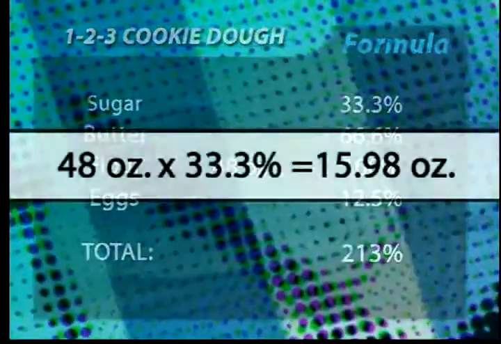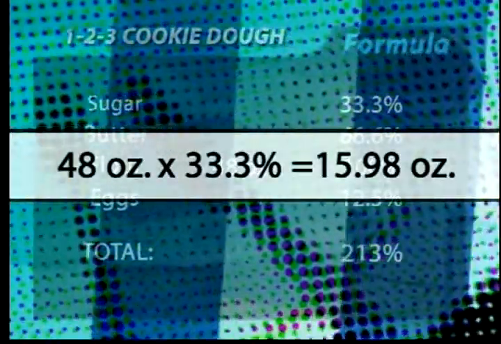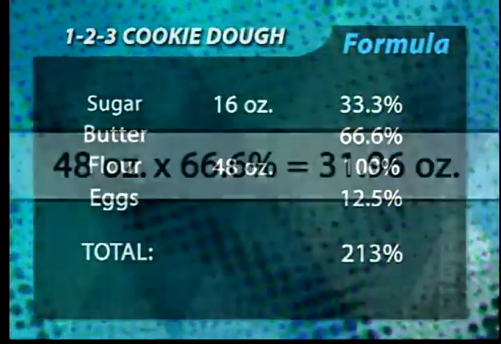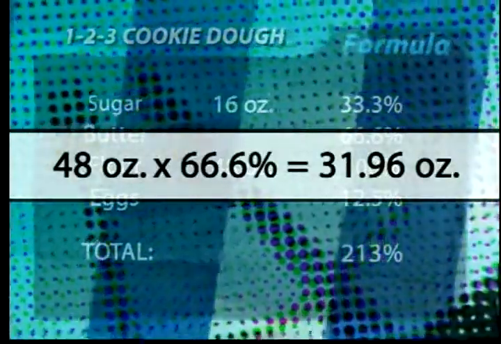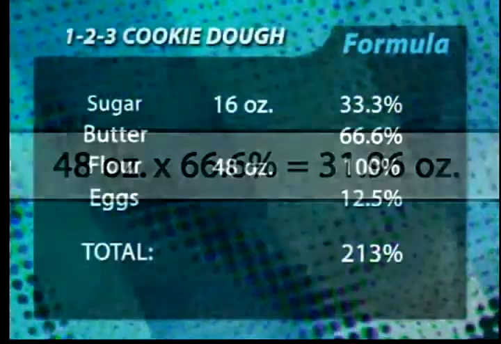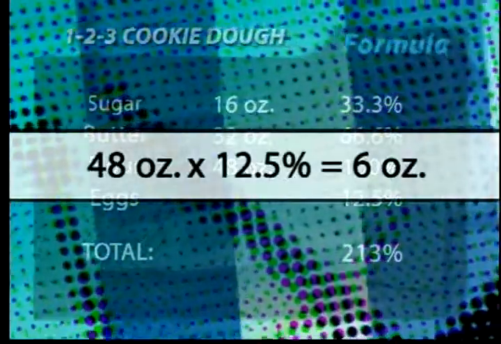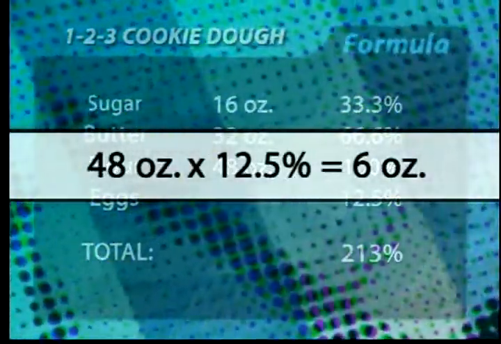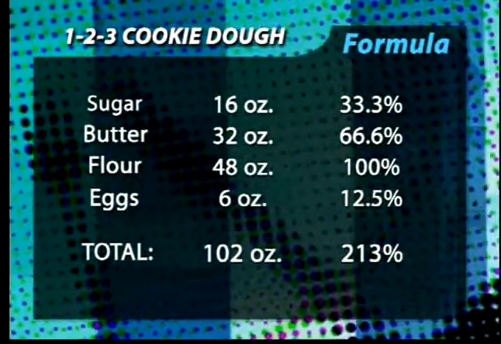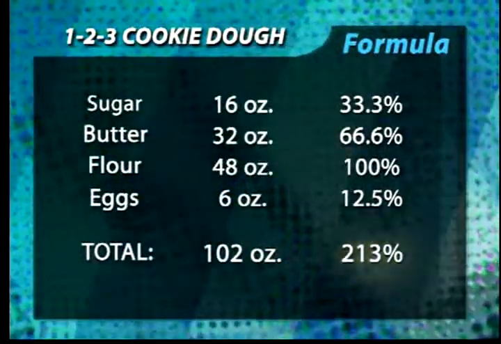For the sugar, 48 ounces of flour multiplied by 33.3% equals 15.98 ounces, rounded to 16 ounces sugar. For the butter, 48 ounces of flour multiplied by 66.6% equals 31.96 ounces, rounded to 32 ounces butter. And for the eggs, 48 ounces of flour multiplied by 12.5% equals 6 ounces of eggs. Add all the percentages to find the total percentage of 212.4, rounded up to 213%.